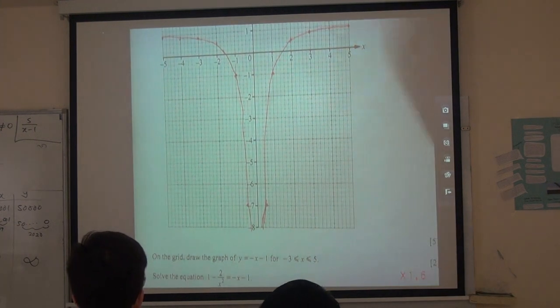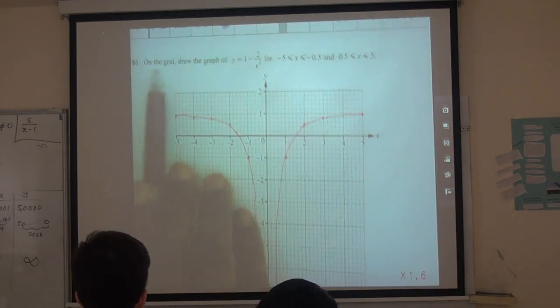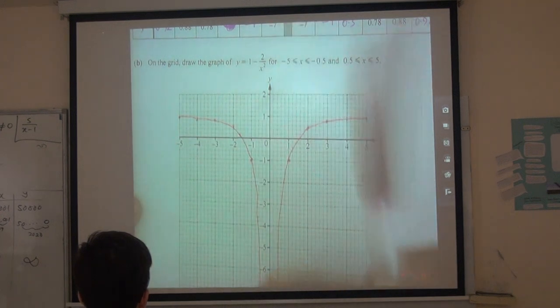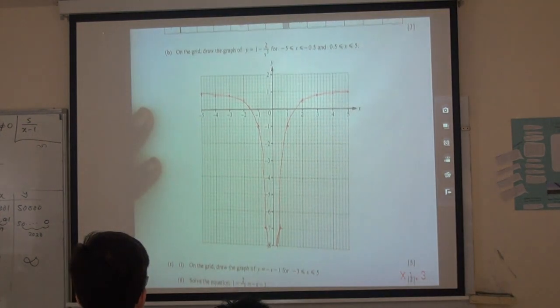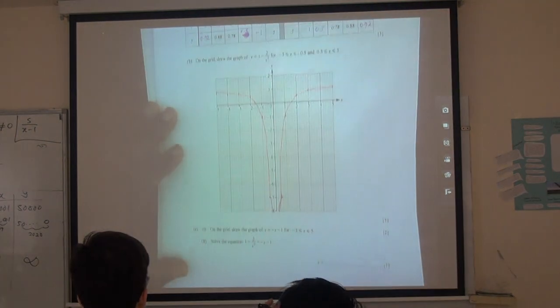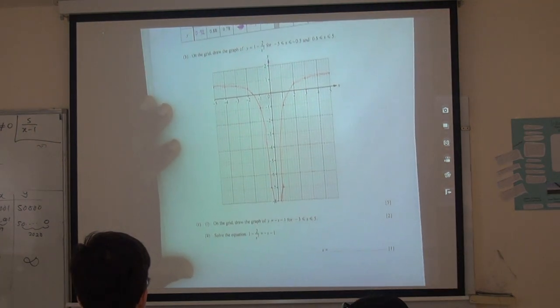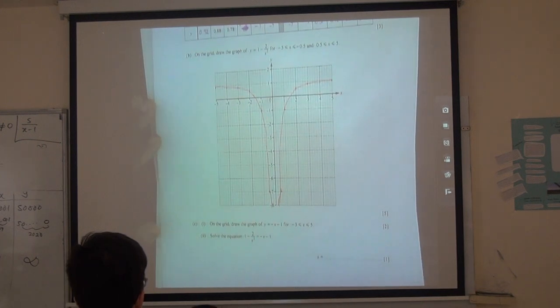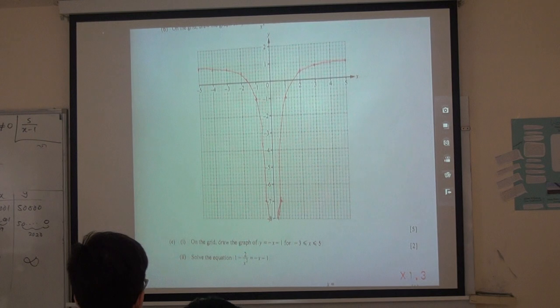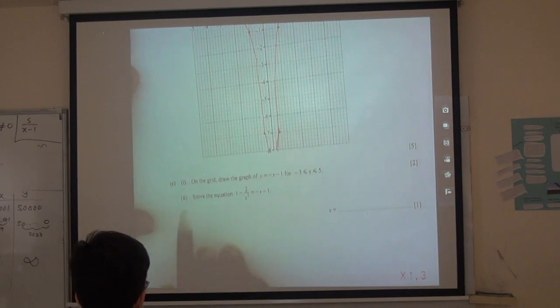Now, on this grid, we've just answered this question, which says, on the grid, draw this graph. So this is the graph. Now, let's zoom out and look at the next question. Is it clear enough? Okay. So the next question says, on the grid, draw the graph of y equals minus x minus 1.